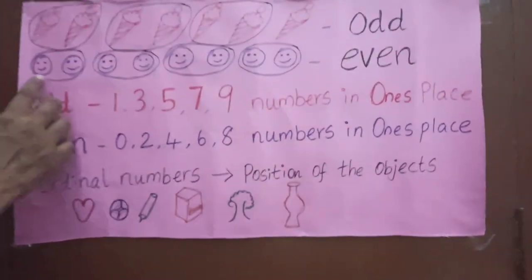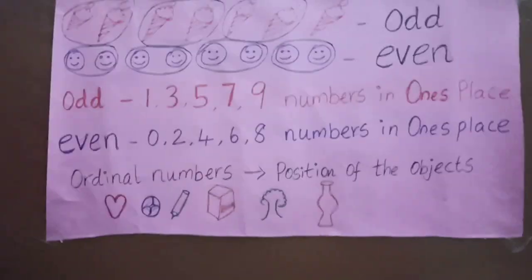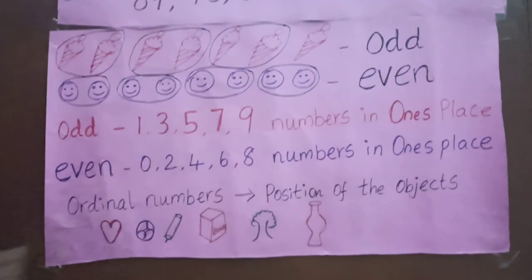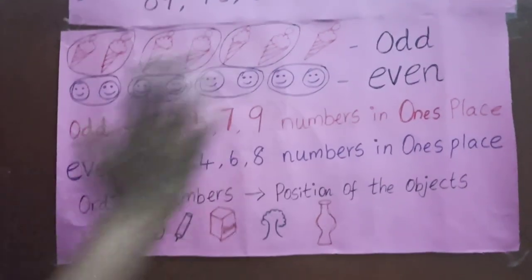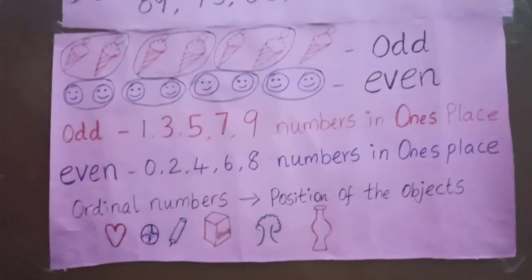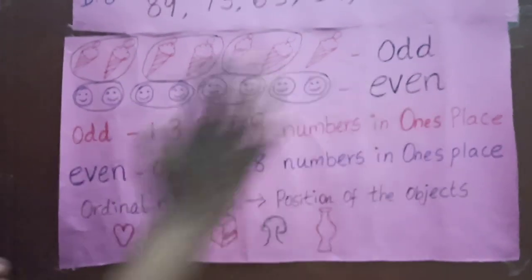See the next condition. Here are some smileys. I am pairing the smileys also. In this condition, I am not getting any left over. All the items are paired. Nothing is left alone. That is called even.